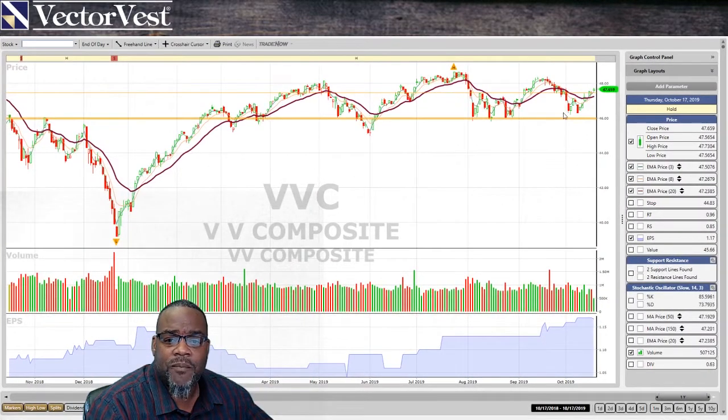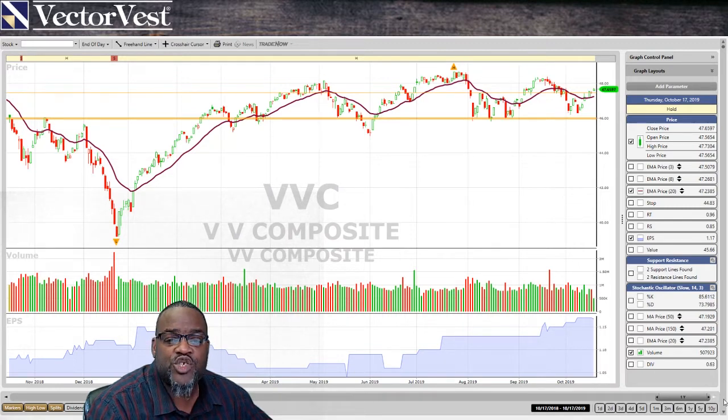There's the VectorVest composite bouncing off a level of support. Look at that nice run up. And right now I'm looking at a 20-day exponential moving average on the VectorVest composite. Look at that over the last couple of days with the news between the Brexit and China. Definitely have pushed the VectorVest composite above the value of the 20-day moving average. The earnings per share of the VectorVest composite is rising on a lot of volume.